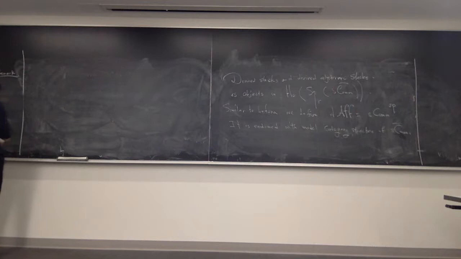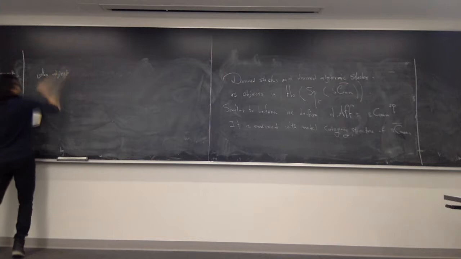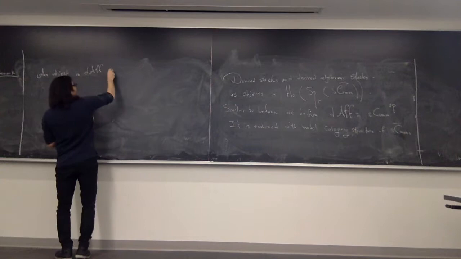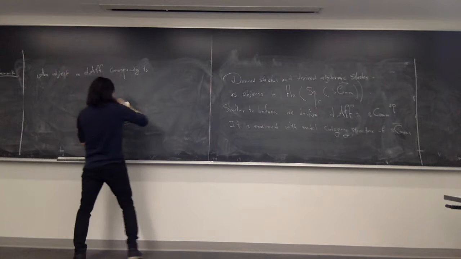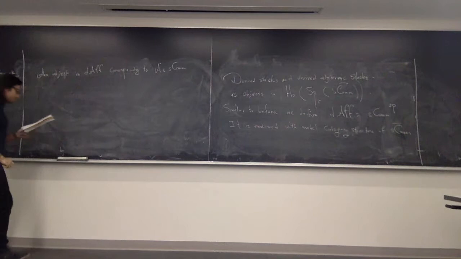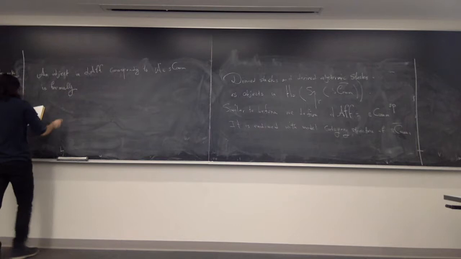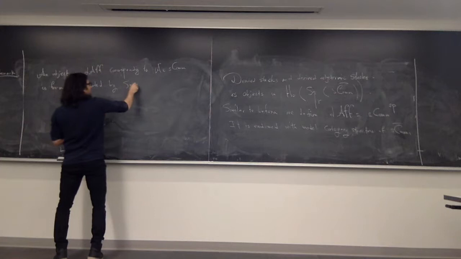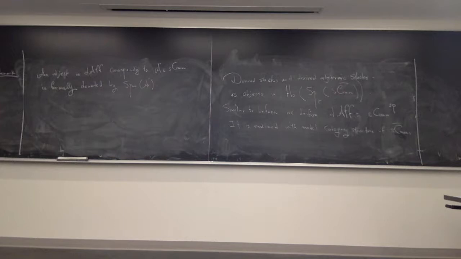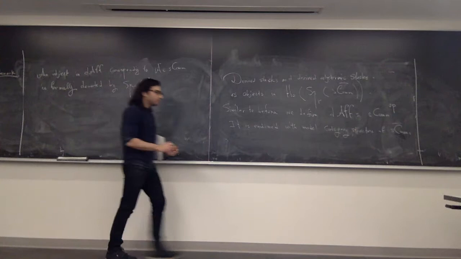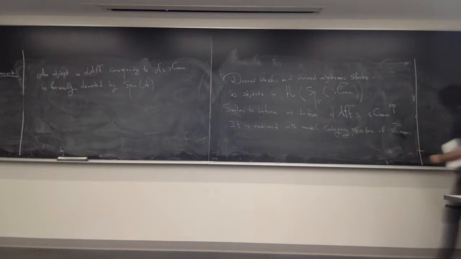Object in this category corresponding to A dot in the category of simplicial commutative rings is formally denoted by spectrum A dot. So not so surprising, I think. Let's see how much I can survive with this.